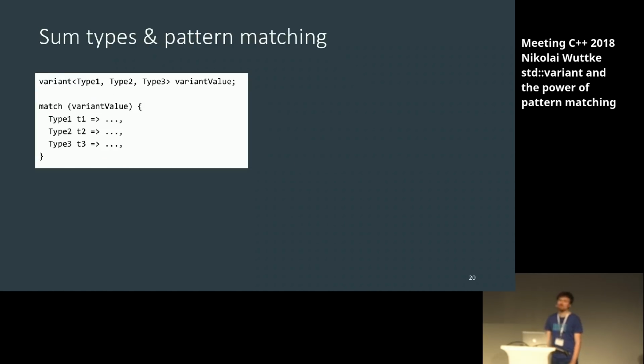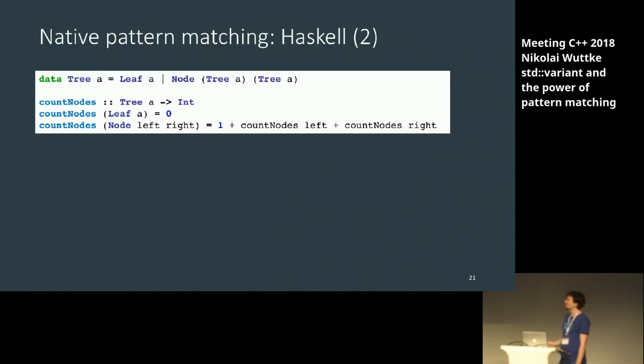And so we just saw std::variant, which is a sum type. And pattern matching also goes along very nicely with sum types, because you can basically do a match on the type that's currently in the sum type. And then based on the matching type, you do certain things. And let's again look at a Haskell example.